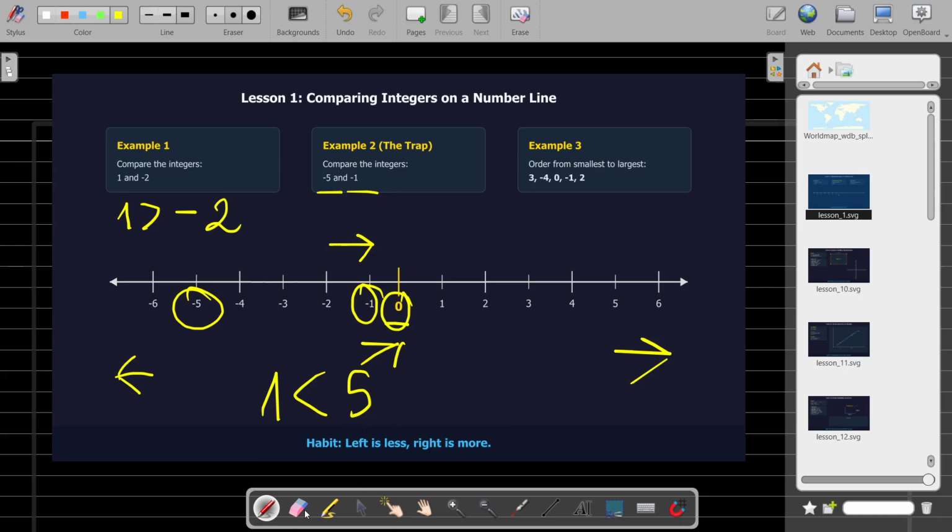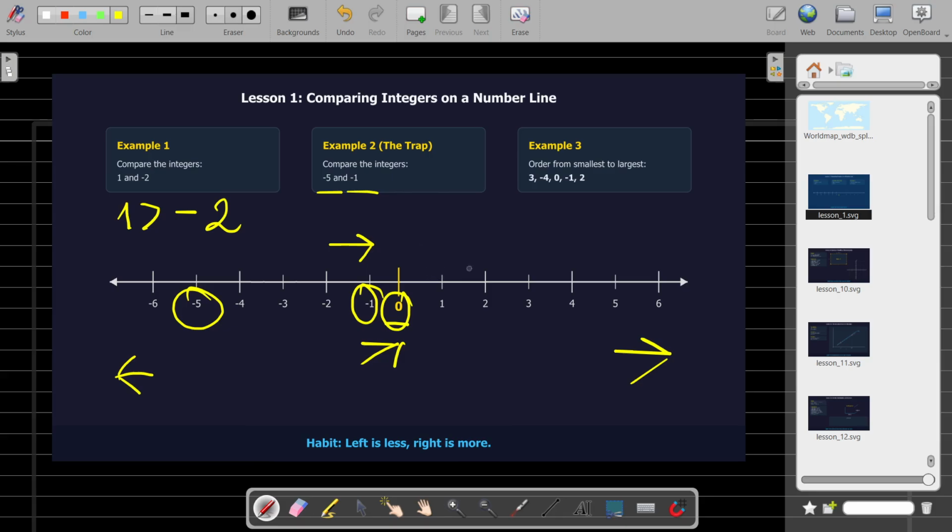This is going to be the most common mistake in year 7 integers. If you remember nothing else from this video, I suggest you remember this example. You remember the habit, and when you're in doubt, just draw it out, really draw the entire thing out. Okay, so that was a very interesting example with the trap right there.